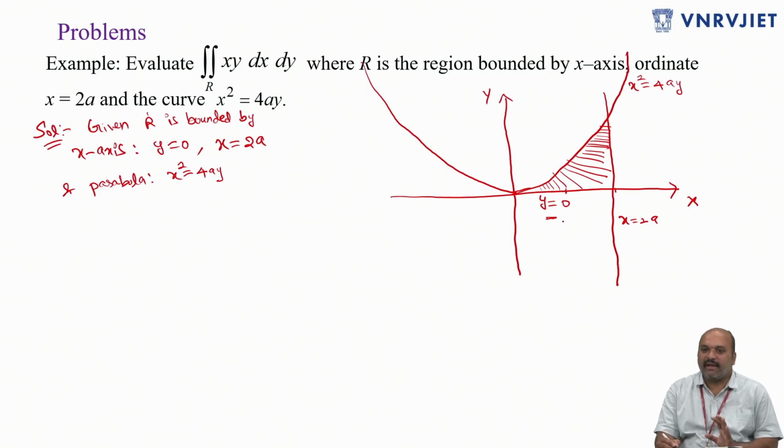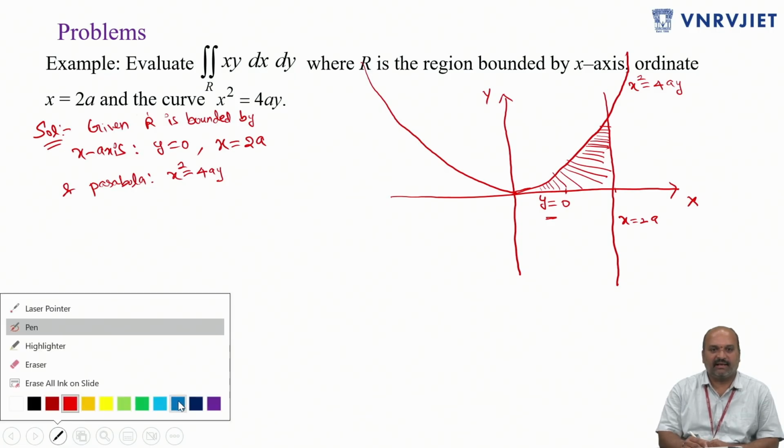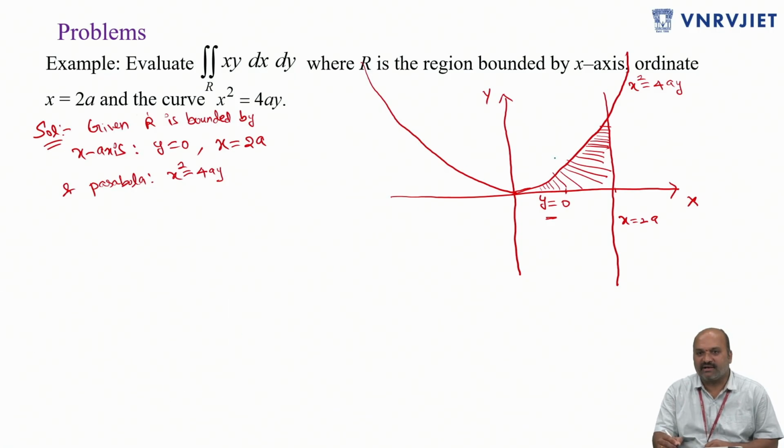So now, how to identify the limits? Here, observe, we have to consider either a vertical strip or a horizontal strip. Either strip you can consider. You can consider a vertical strip to identify the limits or a horizontal strip to identify the limits. Okay. Let us consider a strip in the region. Which strip do we consider? Let us consider a vertical strip in the region. This is the strip I am considering.